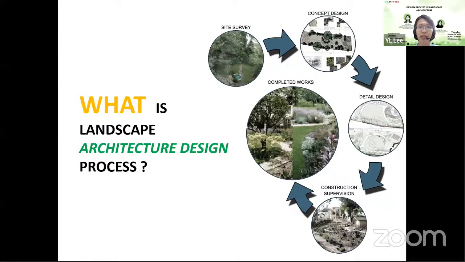So basically, the design process, we will start with the survey and the concept, the detailed design, the construction, and end with the completion of work. The diagram on the right of this slide is just to show you the idea. What we practice in school is similar to what we are going to practice in the real world. So we expose students to the real practice of a landscape architect. What you learn in school doesn't mean it is purely academic. It can be applied when you are in the real working world.